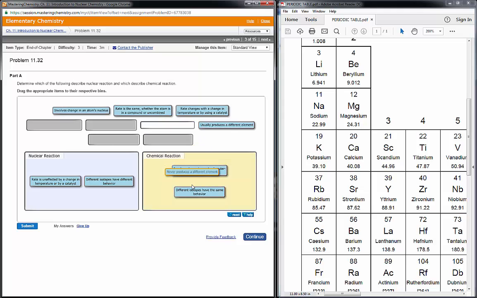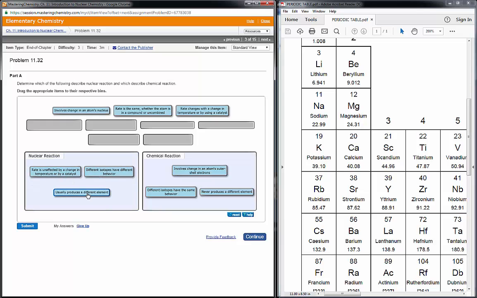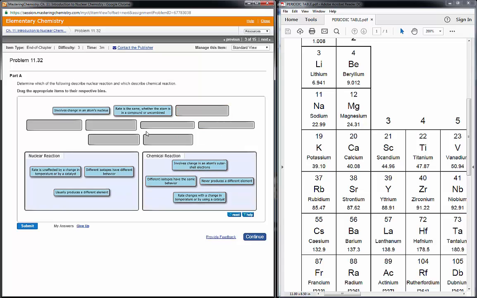Chemical reactions never produce different elements, but nuclear reactions usually do because you're actually changing what's in the nucleus, which defines what the element is. Here, rate can change with temperature or catalyst. That would be chemical reaction.